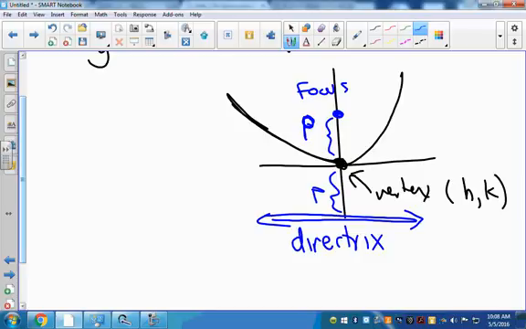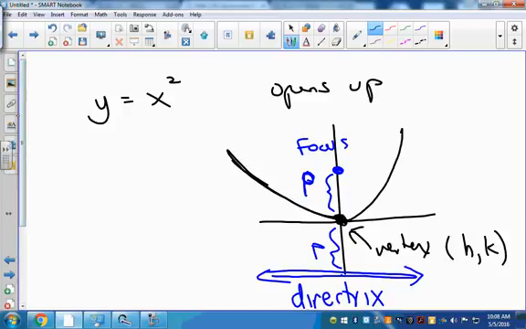So you just might want to note that the vertex is midway between the focus and the directrix. That's one of the characteristics of parabolas. Okay, now let's go to our generalized parabola. This is the form that we're looking at.